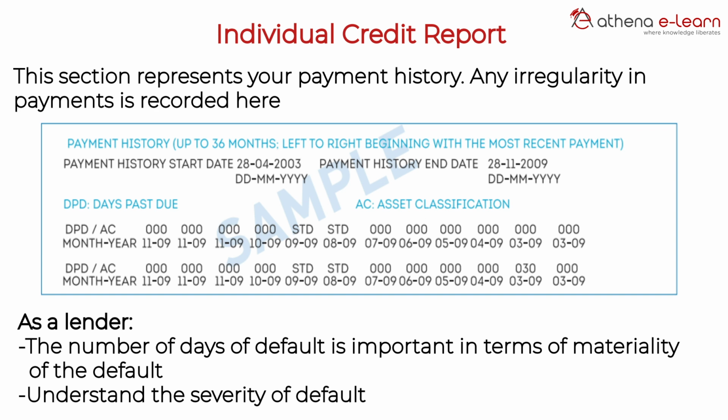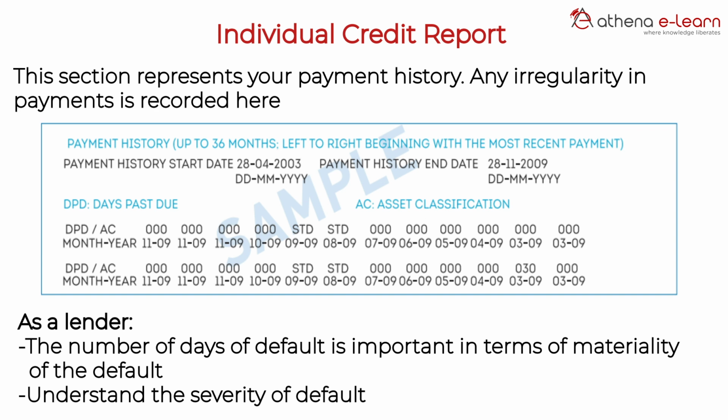A 000 will mean that you are not delinquent at all and you have paid your dues on time. If there is a number here, say 45 or 30, as you can see in the second row towards the end, that means for that particular month you have been delinquent by 30 days. If you still don't pay, then the next month this number will go up to 60 days and 90 days until you actually pay.